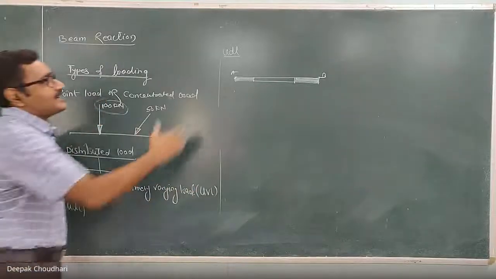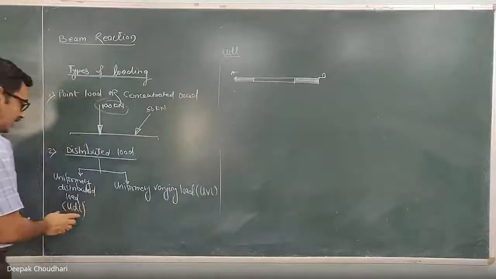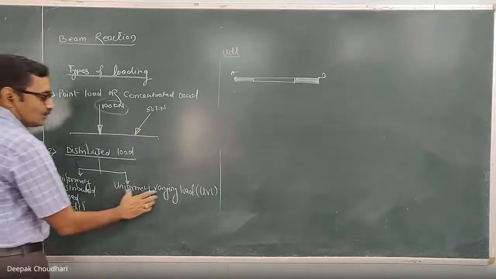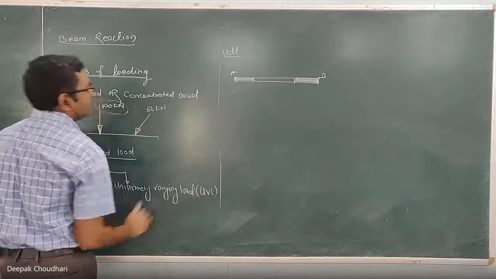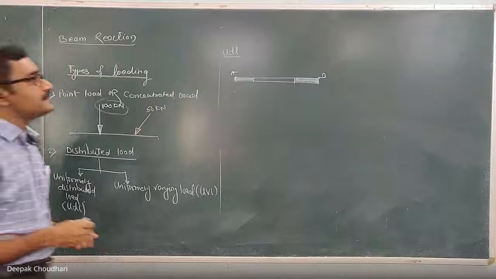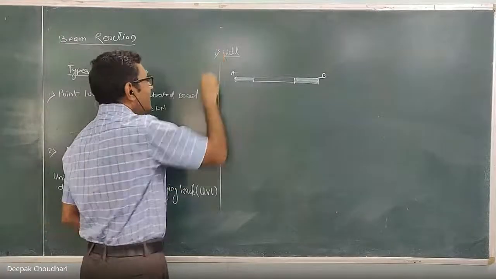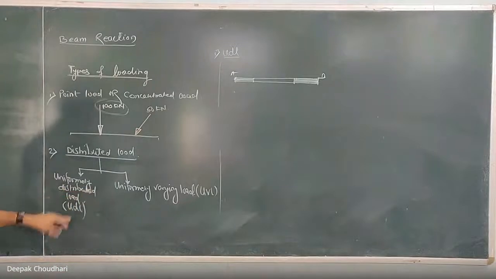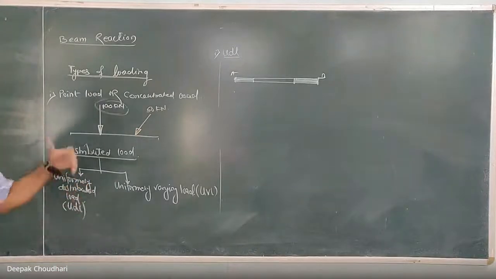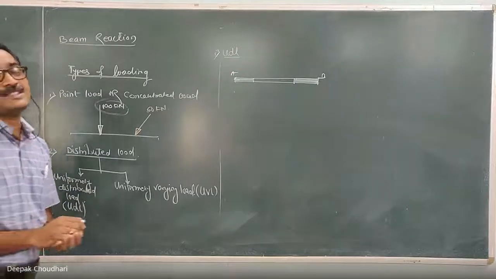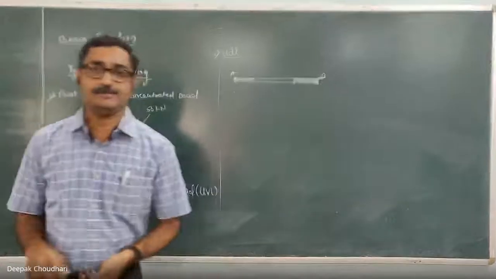Out of that, the uniformly distributed load is also known as a UDL, and the uniformly varying load is known as a UVL. I am going to explain what is meant by UDL and UVL. Out of that, the first one is the UDL. The name itself indicates that it is a distributed load. The load is distributed, but how is the distribution? The distribution is uniform. That's why it is known as a uniformly distributed load.